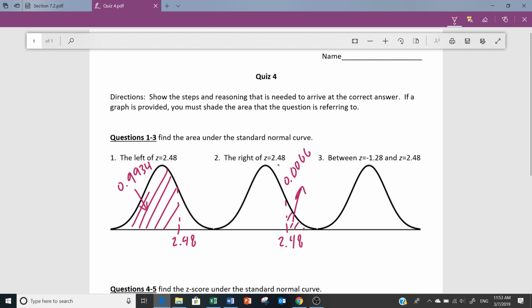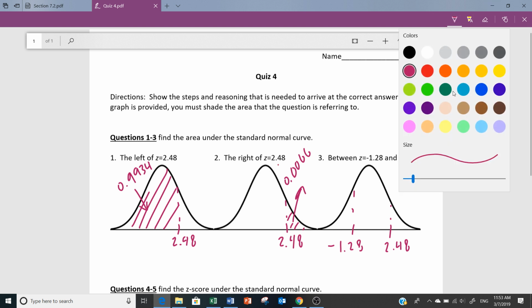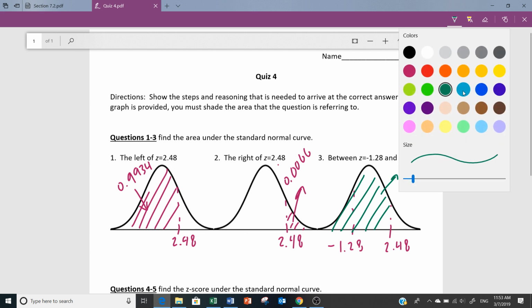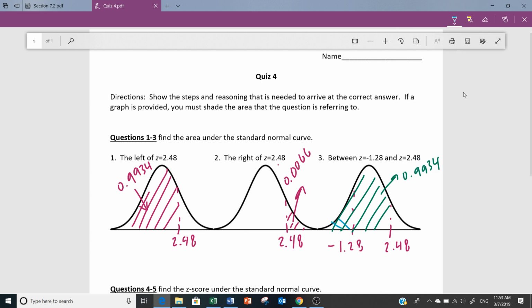Okay, next, we want between 2.48 and negative 1.28. Now, if we enter these values into Excel, we already know that when we enter the area to the left of 2.48, this green area, what was this green area when we did it in the first problem? It was 0.9934.